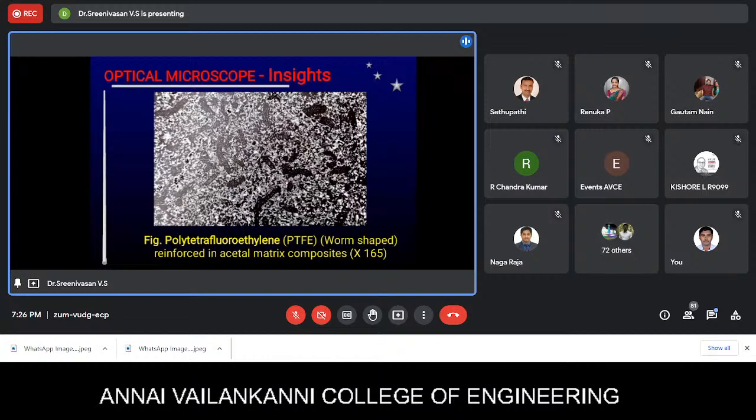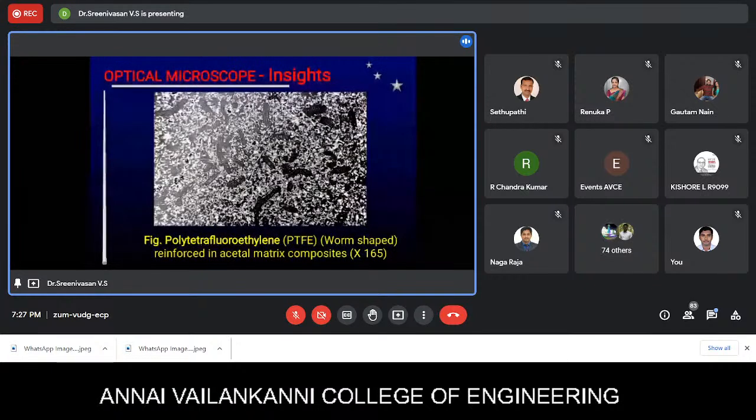Coming back to the mechanical part, this is the image which shows polytetrafluoroethylene reinforced in an acetal matrix composite. Here the magnification level is 165x. Using this diagram we can understand that the worm-shaped elements are the polytetrafluoroethylene, PTFE.